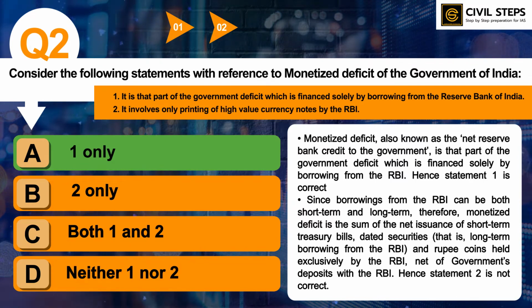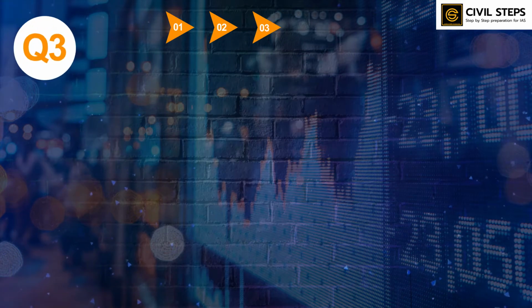So you should know what you mean by monetized deficit and how RBI solves this problem, and parallelly you can read about the important functions of RBI. So it is very important from UPSC prelims exam point of view. So this was all about question number second. Now let us discuss question number third.